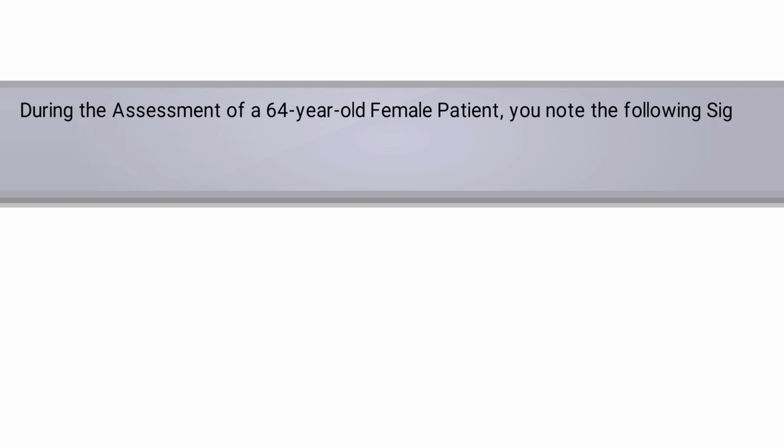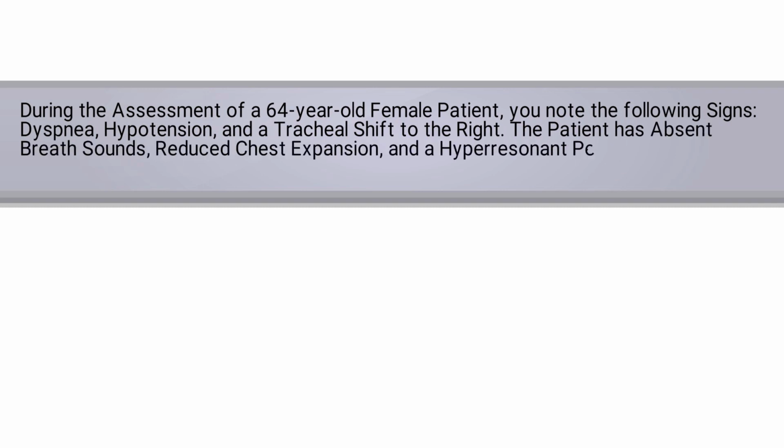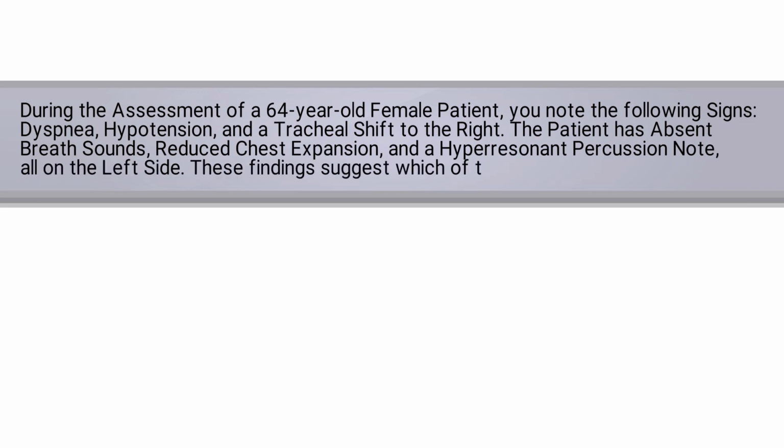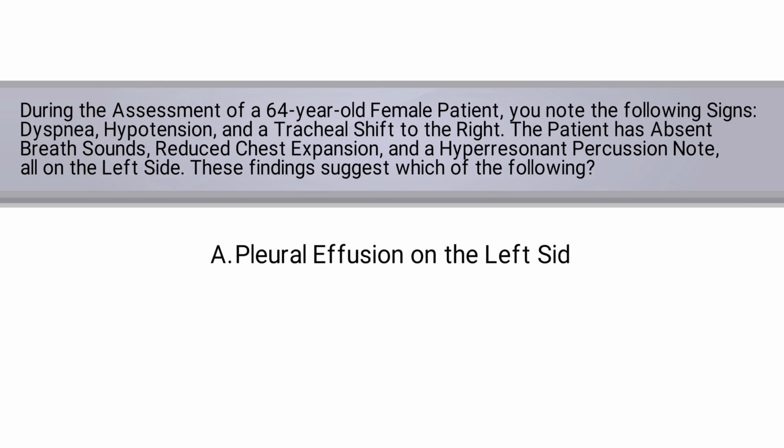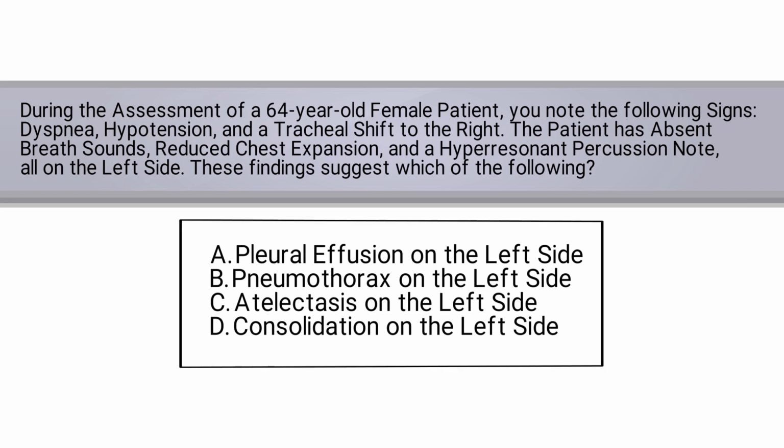During the assessment of a 64-year-old female patient, you note the following signs: dyspnea, hypotension, and a tracheal shift to the right. The patient has absent breath sounds, reduced chest expansion, and a hyperresonant percussion note, all on the left side. These findings suggest which of the following? A. Pleural effusion on the left side. B. Pneumothorax on the left side. C. Atelectasis on the left side. Or D. Consolidation on the left side.